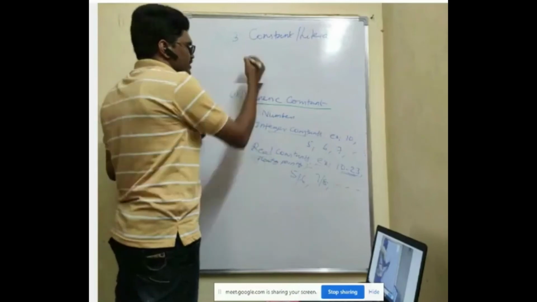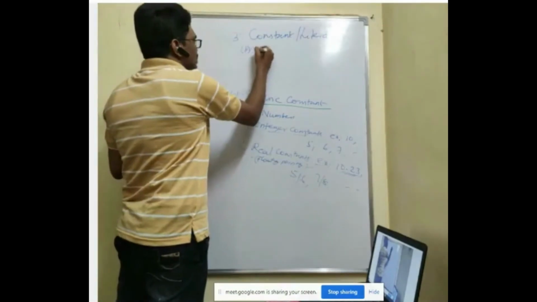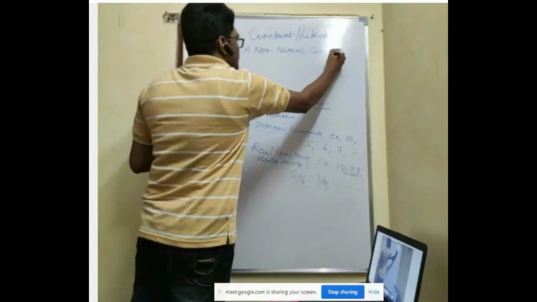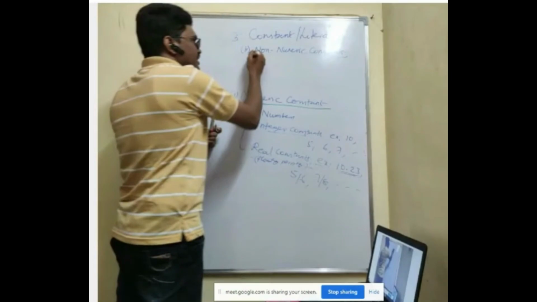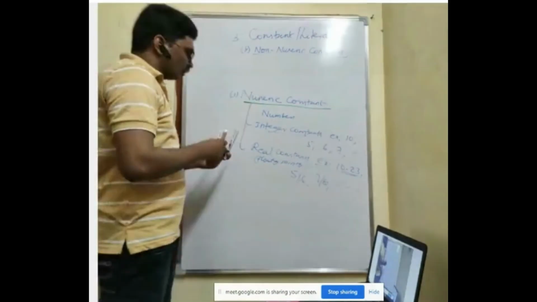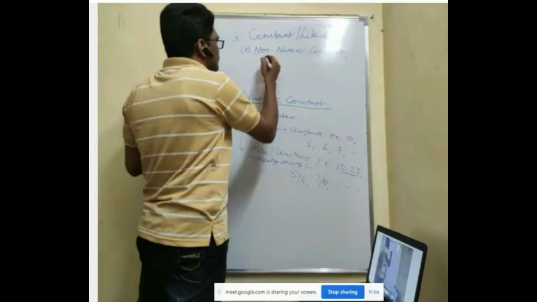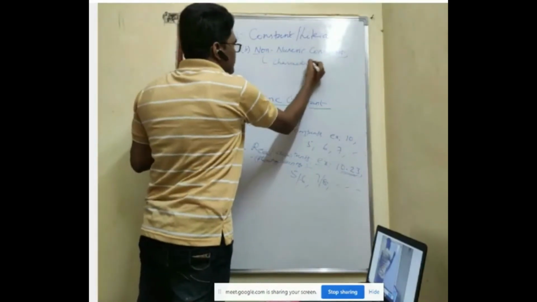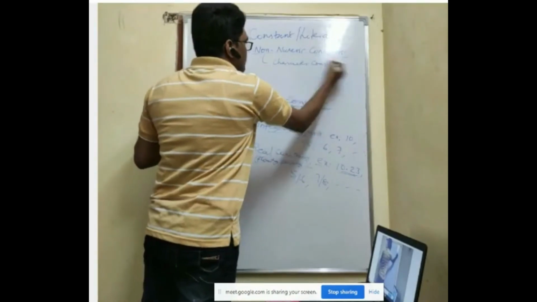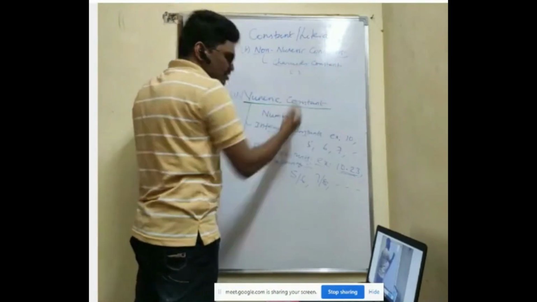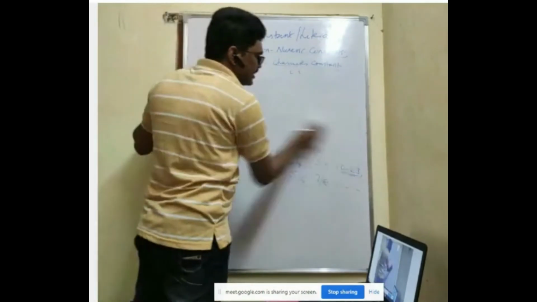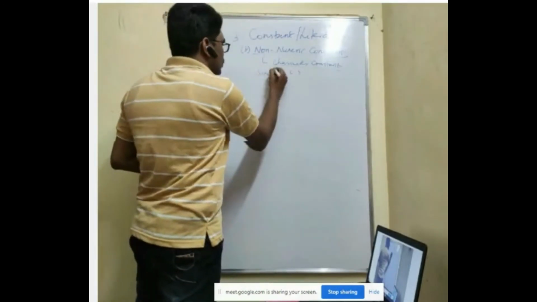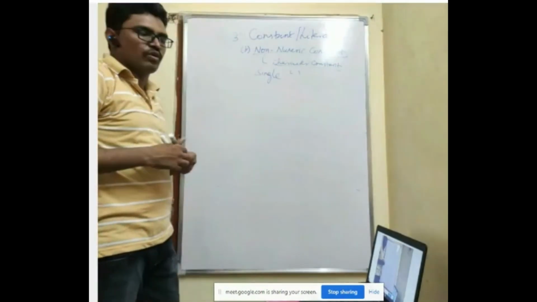The second classification is non-numeric constants. In non-numeric constants, again we have different things. First one is character constant. What is a character constant? Anything that is placed within single quotes is a character constant. If I place anything in single quotes, it is a character constant.